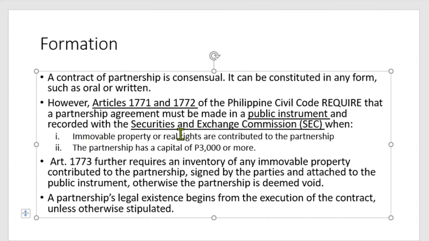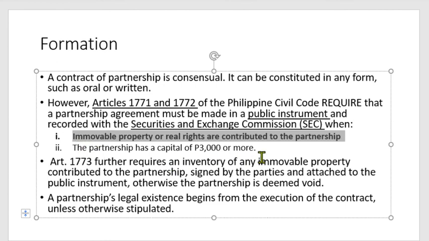immovable property or real rights are contributed to partnership. So, ibig sabihin, kung halimbawa, nag-contribute ng land, nag-contribute ng building, so those are immovable properties, those have real rights contributed to the partnership. Kahit magkano pa ang amount nitong item letter I, itong number 1 na ito, kahit magkano pa ang amount niyan, you have to constitute the partnership into a written agreement via a public instrument and recorded in the SEC.